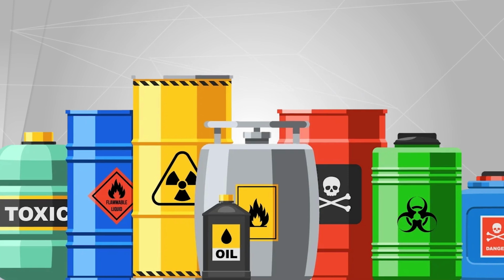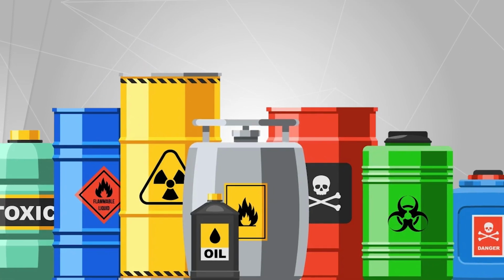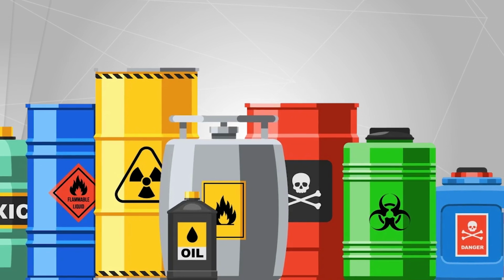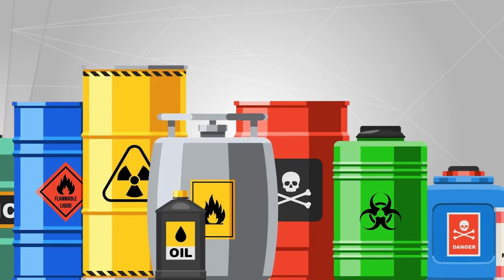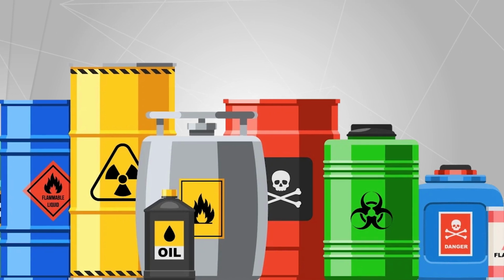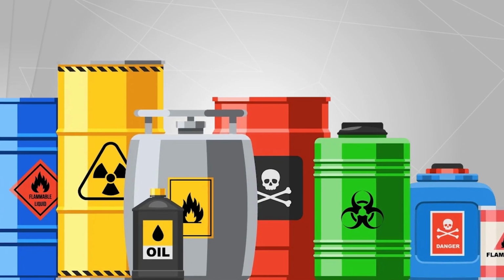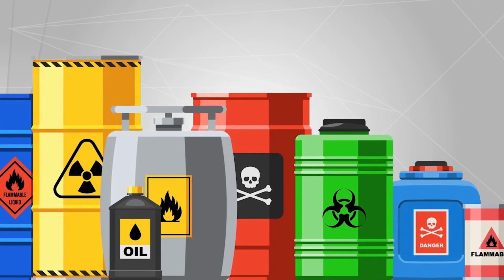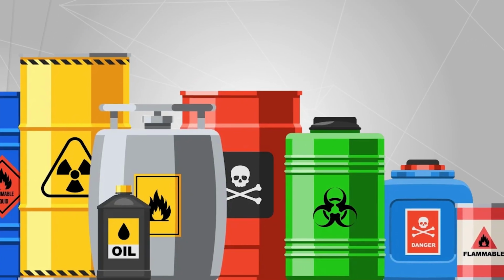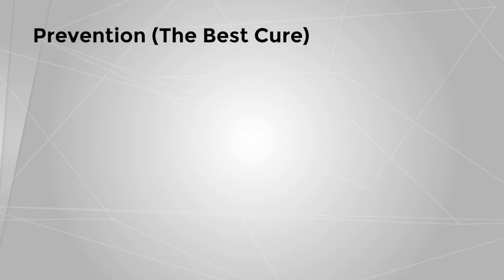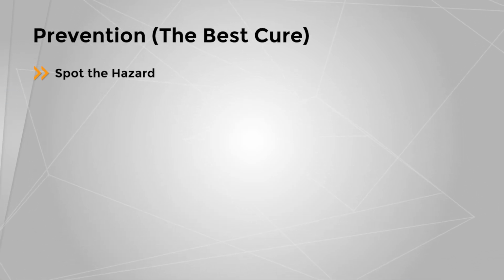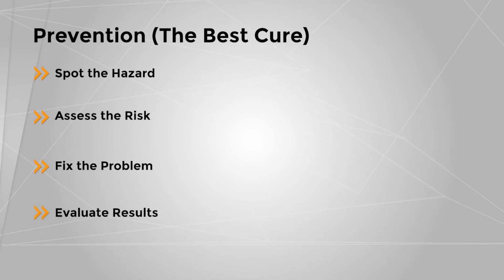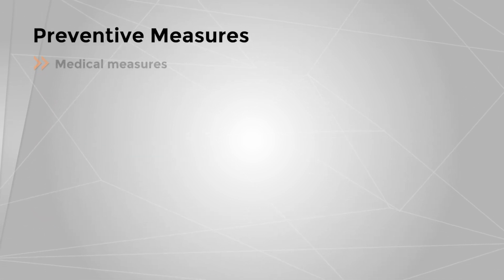Each chemical bottle has to be well labeled so that people can understand that this can be toxic, this can lead to fire, it has oil in it, this is highly inflammable. The labeling should be done so that we can ensure what kind of harm a particular chemical can cause. So within prevention, we've talked about spot the hazard, assess the risk, fix the problem, and evaluate results. Then the next thing we talk about is medical measures.